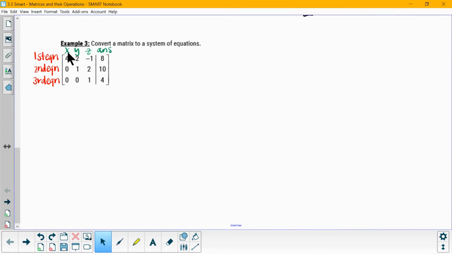And it's looking like I have 3 variables and my answers. So I'm just going to go through and rewrite these out. So 4x plus 2y minus z is going to equal 8. And then I'm going to have no x variable. You could write 0x, or you can just start with y plus 2z equals 10. And then we have no x variable, no y variable, but I do have z equals 4 as my last equation.